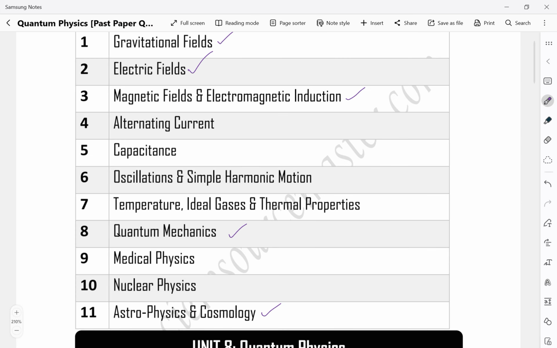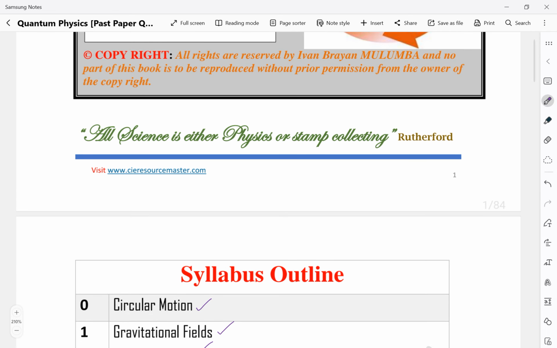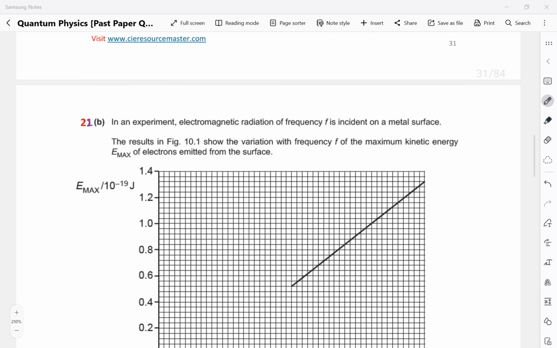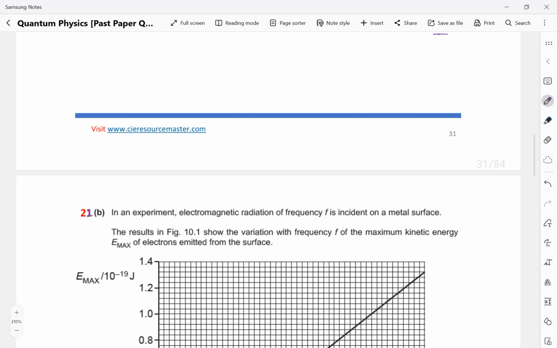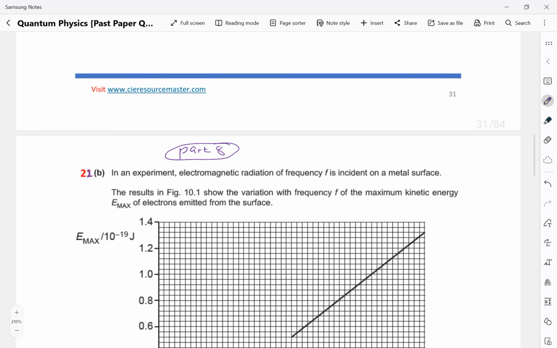Okay, so this is part 8 of quantum physics. I think in part 7 we stopped on question 21, so in part 8, I want us to start from question 22.